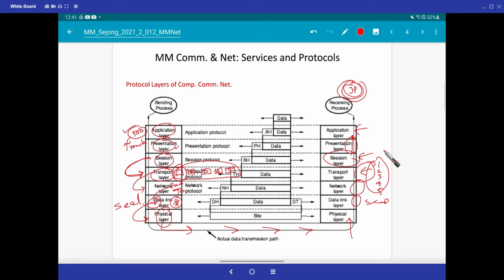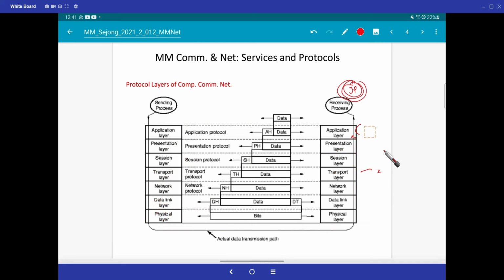So I believe that if you think about it in this way, it will be helpful for you to conceptualize how communications happen from one device to another. But again, this is simply a conceptual idea, okay.